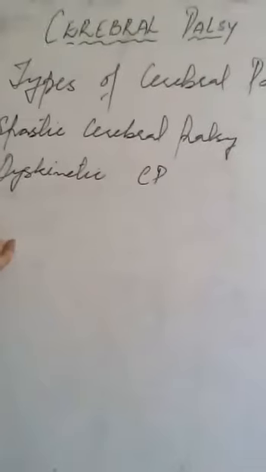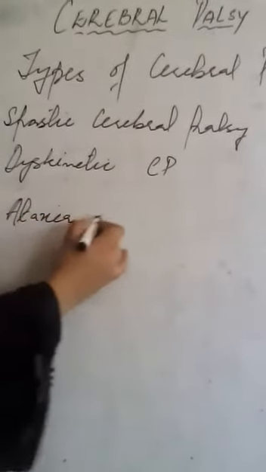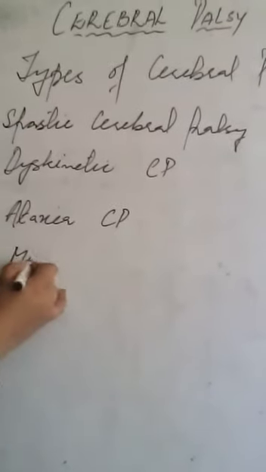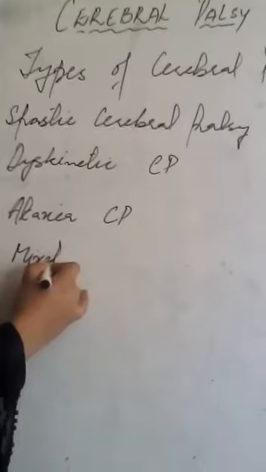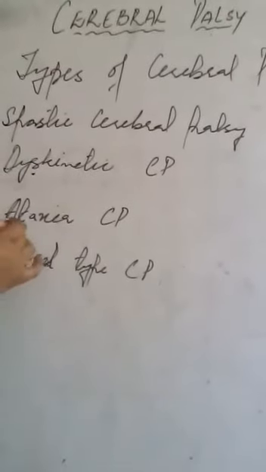Another one is the dyskinetic cerebral palsy. Third one is the ataxia cerebral palsy. And fourth one is the mixed type cerebral palsy. These are the different types of cerebral palsy. That is, first one is the spastic cerebral palsy. Second one is the dyskinetic cerebral palsy. Third one is the ataxia cerebral palsy. And last one, that is the fourth one, is the mixed type cerebral palsy.